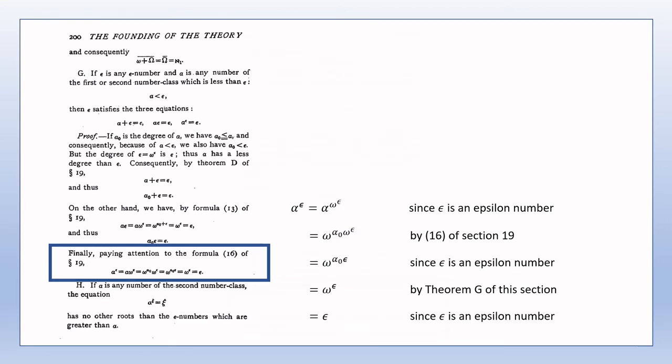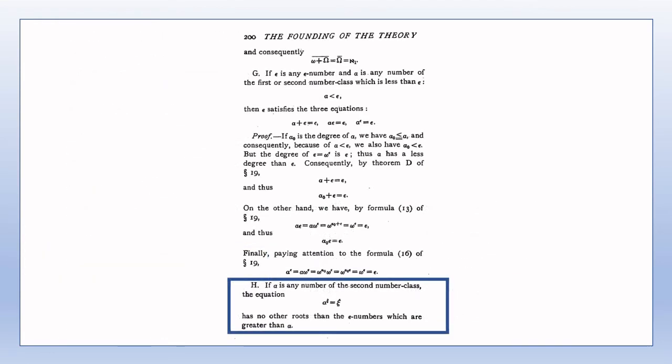In the statement of Theorem H, note that α^ξ = ξ does not immediately mean that ξ is an epsilon number. Epsilon numbers are defined as those numbers which are equal to their degree, that is, those numbers for which ω^ξ = ξ.